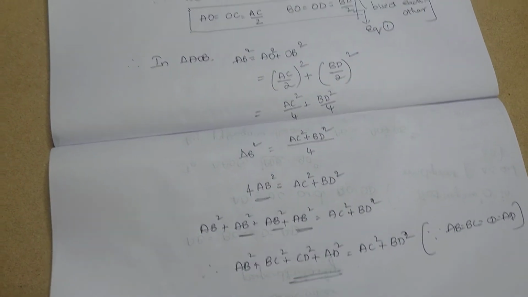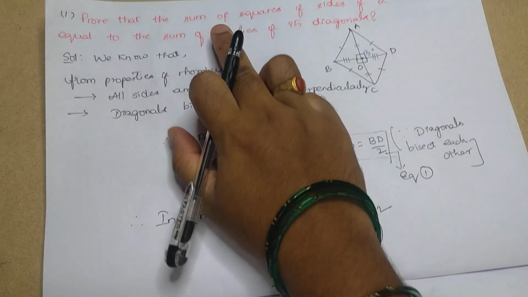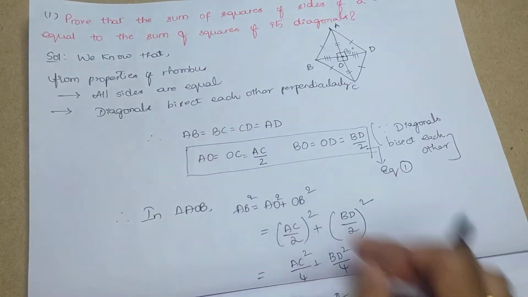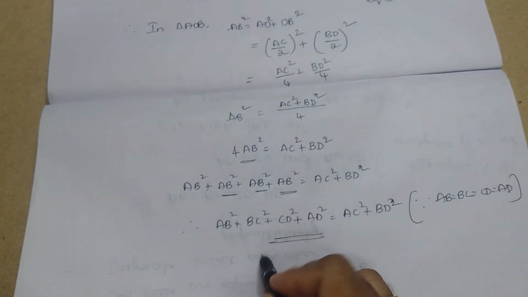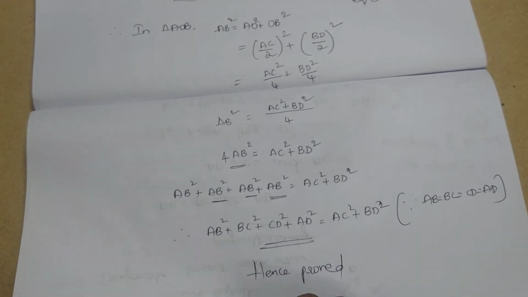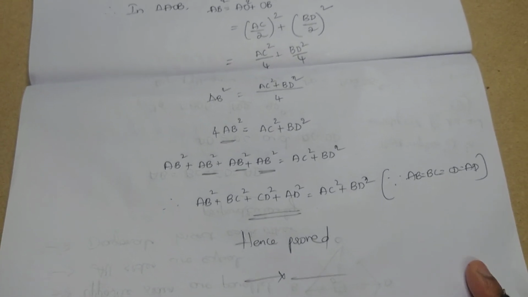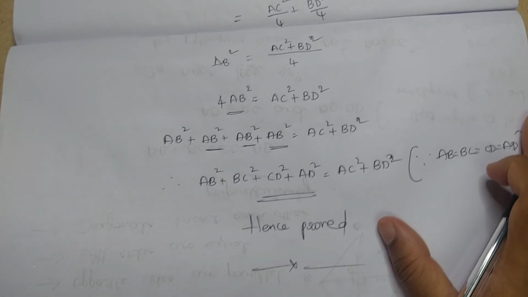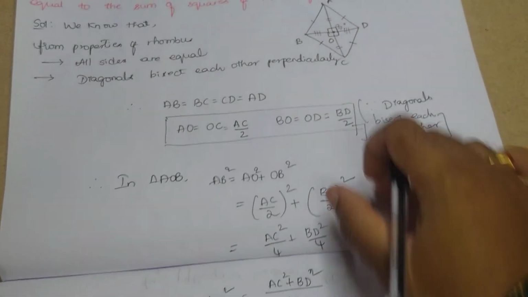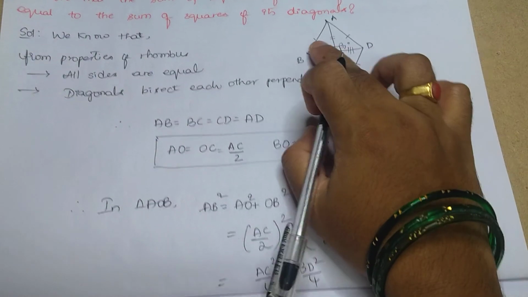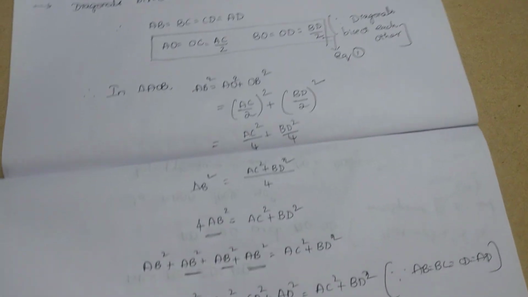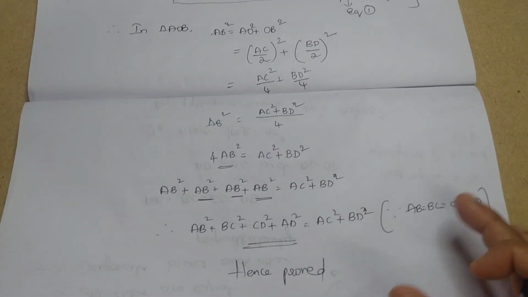So we have to prove that only, right? See here. Sum of squares of sides of a rhombus is equal to the sum of the squares of its diagonals. So this is what we need to prove. So write it here: hence proved. It's very simple. This solution is based on the properties of a rhombus. All the sides of a rhombus are equal and the diagonals bisect each other perpendicularly. So based on that concept, we just take one right angle triangle in the rhombus and apply the Pythagoras theorem, substitute the values, and you'll get the equation which needs to be proved. So this is the solution.